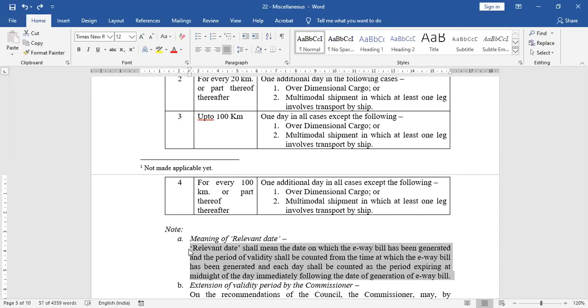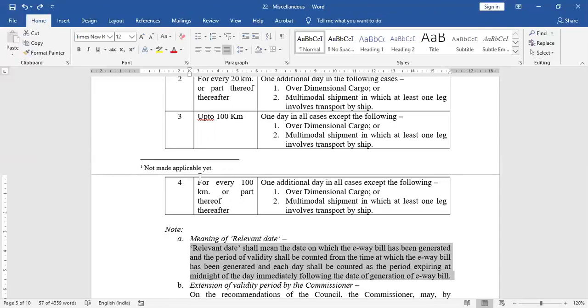You can read these 4 lines and ask me the doubt. That means my first day can be even more than 24 hours. If today I have generated the e-way bill in the morning at 9 a.m., my one day will lapse tomorrow at 12 night. If I generated my e-way bill today at 11 p.m., it will lapse tomorrow at 12 night. This is the point. Read it and ask me the doubt if you have not understood how these 24 hours will be counted. It is a relevant point.